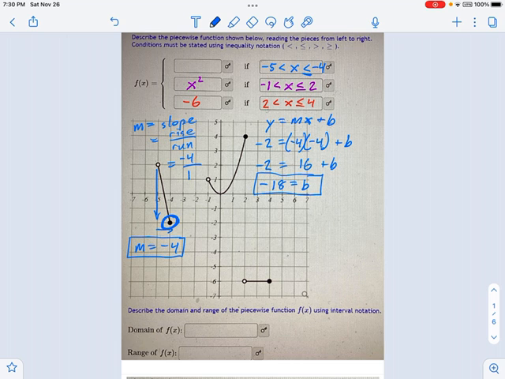Now we just write it in mx plus b form. So m is -4, then we have our x, and then b is -18. So we're done with the top part. We've characterized all the equations in this piecewise function. And the last remaining thing to do is talk about the domain and range of this guy.